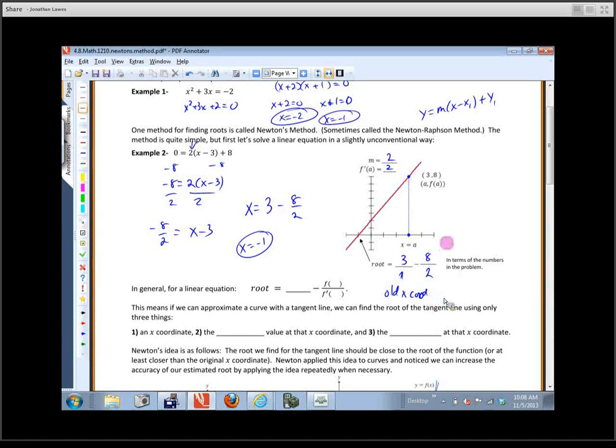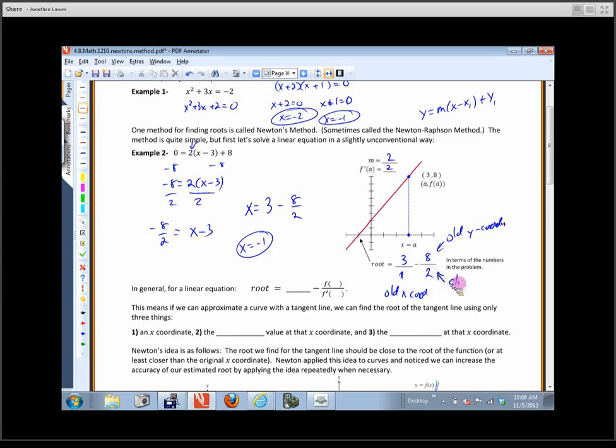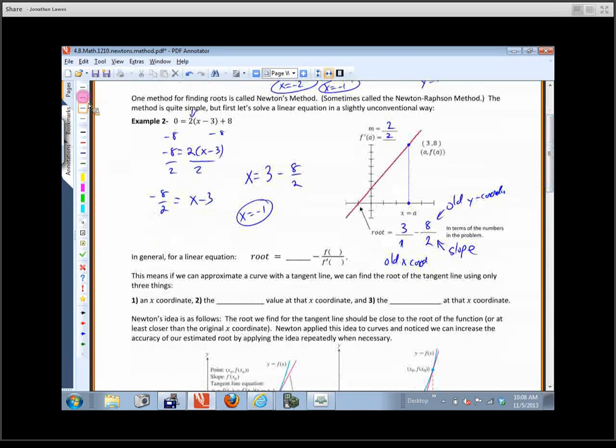Okay. This is the old y-coordinate, and this right here is the slope. Well, if we generalize this and think about it in terms of calculus, here's what we've got. The root or the x-intercept for a linear equation is going to be... well, let's stick with a. The old x-coordinate is a. The old function value is f of a, and then the derivative at that point is f prime at a.